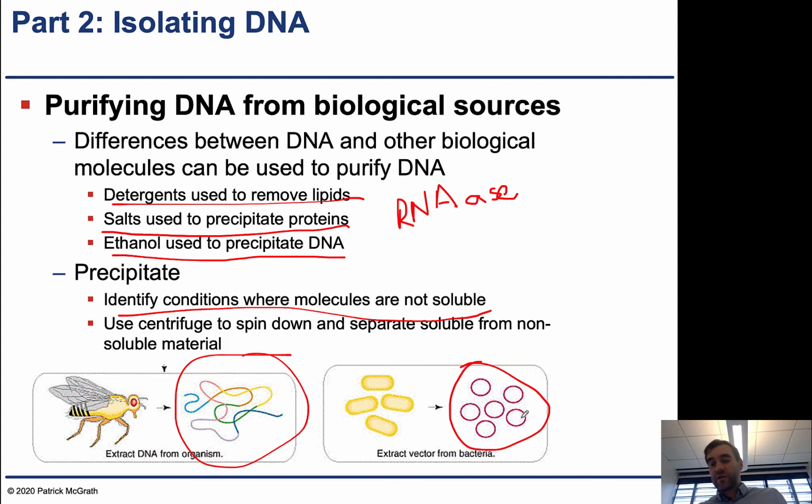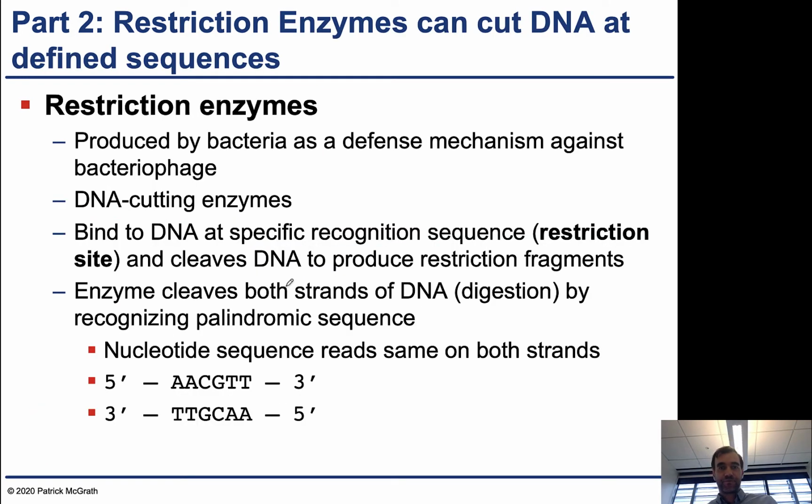From a bacteria, you might isolate plasmids. From other organisms, typically genomic DNA. And so what do you do with that DNA? One thing you might want to do with that DNA is to cut it at very defined sequences.